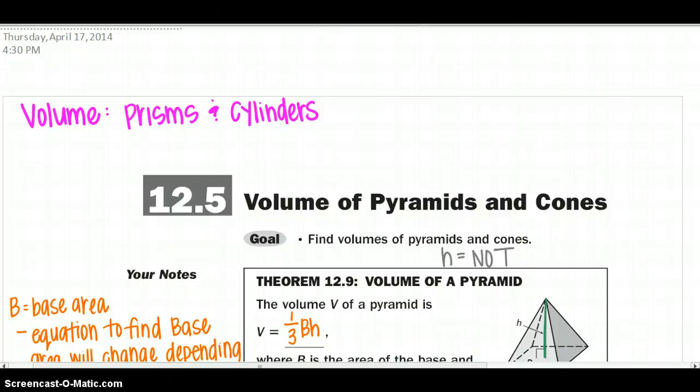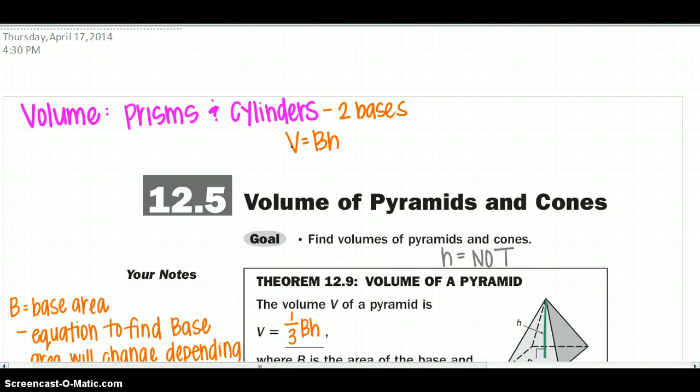Alright, continuing on with Chapter 12, Section 5, the volume of a pyramid and a cone. Before we get started, let's go back and review Chapter 12.4. We talked about volume of prisms and cylinders, and we know that those two have two bases. And yes, a prism is a polyhedron and a cylinder may not be, but their volume equations are still the same, talking about finding the area of the base times the height.